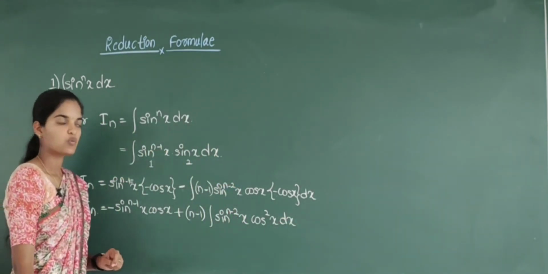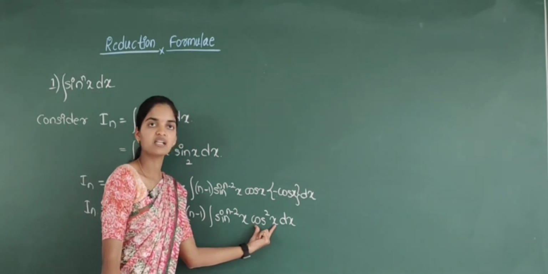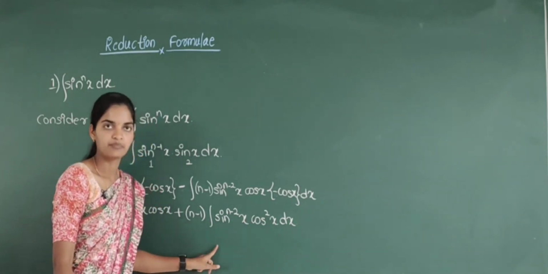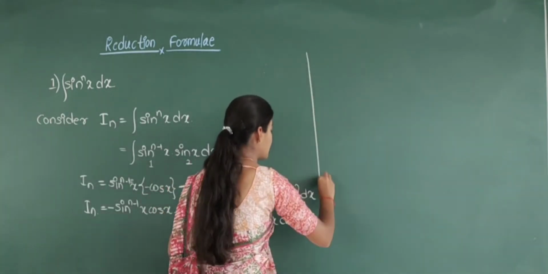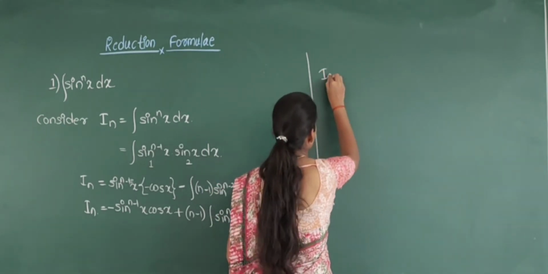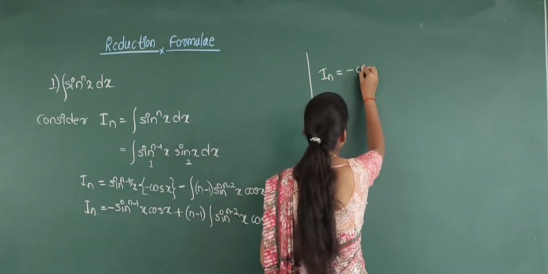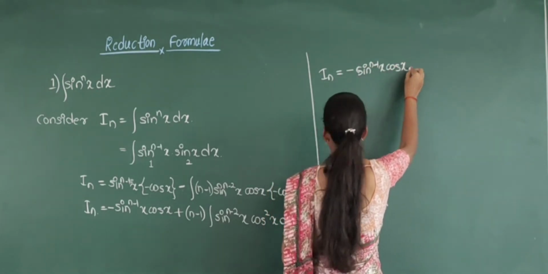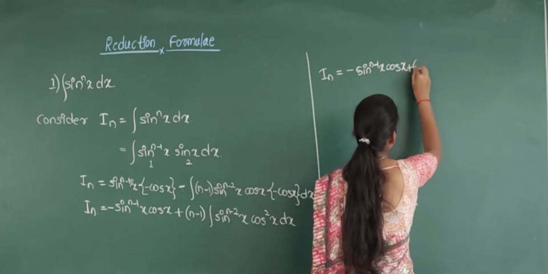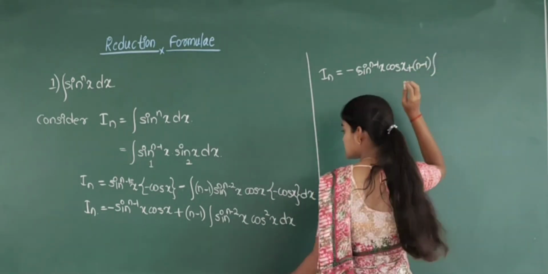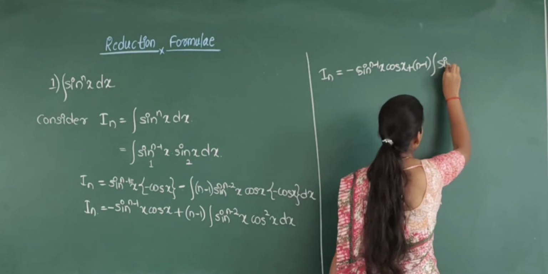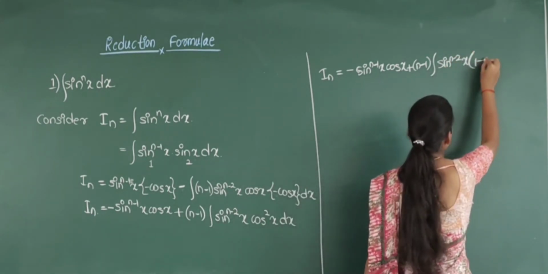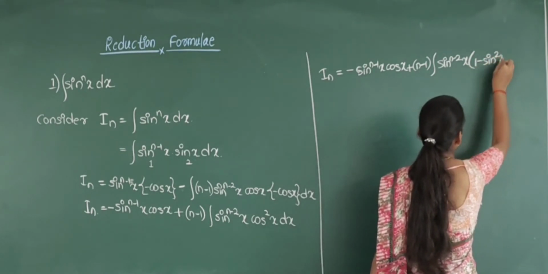In the next step, what I will do is convert this cos square into a function of sine, and multiply that inside. Let us see how to get that, writing all the other terms as they are. So here we will get IN is equal to minus sine raised to n minus 1 x into cos x, this is as it is, then plus n minus 1 also as it is, integration of sine raised to n minus 2x. Now this cos square you can write as 1 minus sine square x.